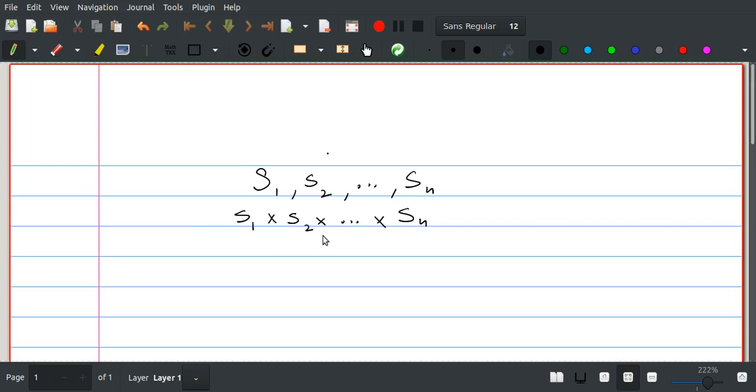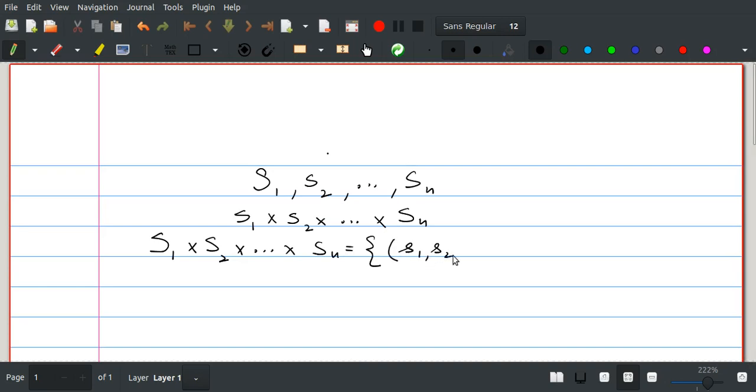Now this is a set whose elements are given by n tuples, i.e. the set contains elements of the form, say, little s1, little s2 through little sn. Now these little si's belong to these capital Si's. Now this is a set which contains n tuples.